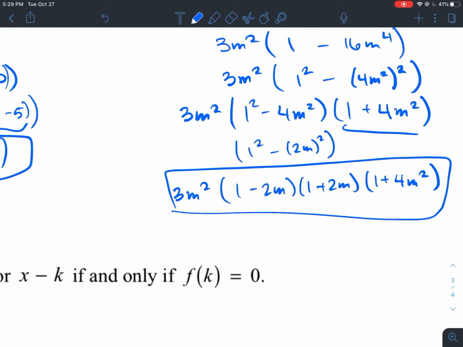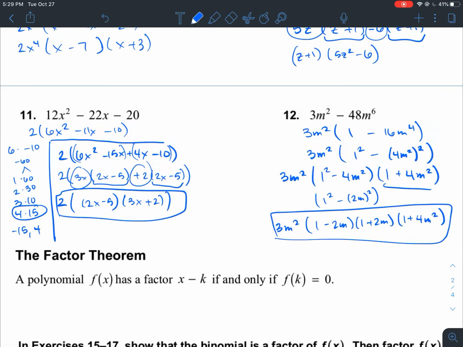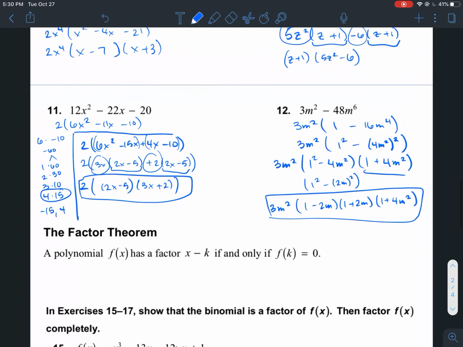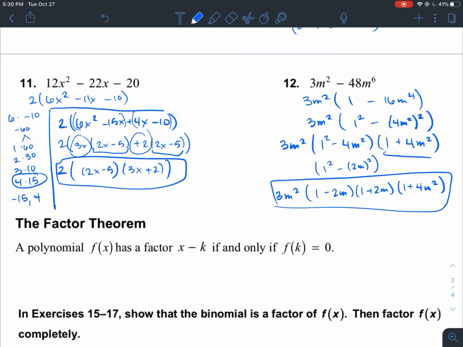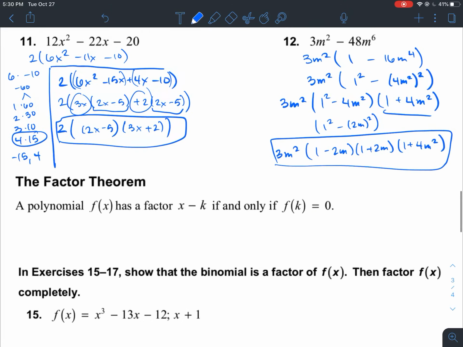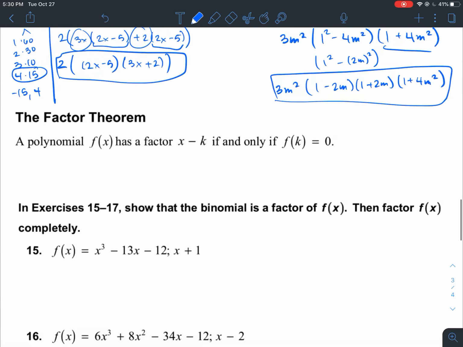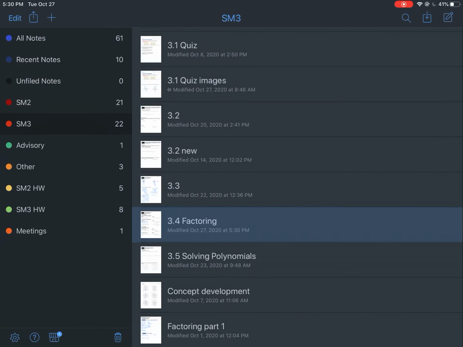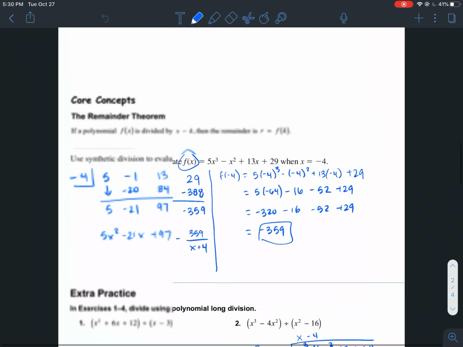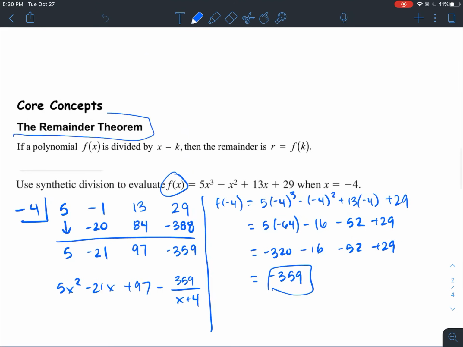So I know I went through those really fast, but if you're having trouble with it, just go through, rewatch it, pause the video where you need to. But if you feel like you know your stuff, then I guess you're okay. So the other half of this video is the factor theorem. The factor theorem is related to something that we learned in 3.3. In 3.3, we learned about the remainder theorem. So these are actually really closely related.